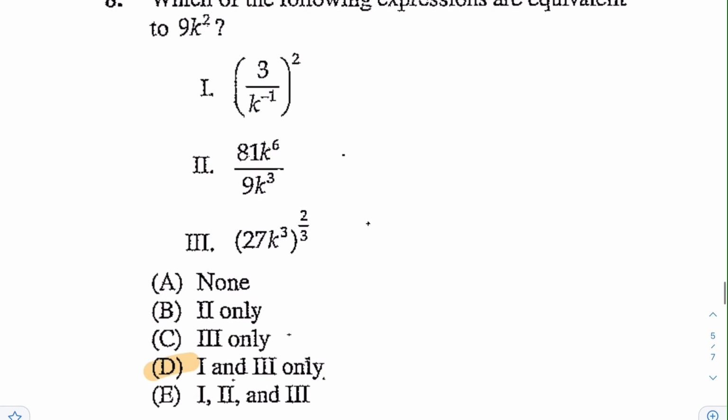Next, for number 8, which of the following expressions are equivalent to 9k squared? So just go through all the choices and try to make it equal to 9k squared. Here you have a negative exponent. If you have a negative exponent, that means it's a reciprocal. But if the negative exponent's in the denominator, it'll end up in the numerator. So this will just float up to the numerator, and that'll give you 3k in parentheses squared.